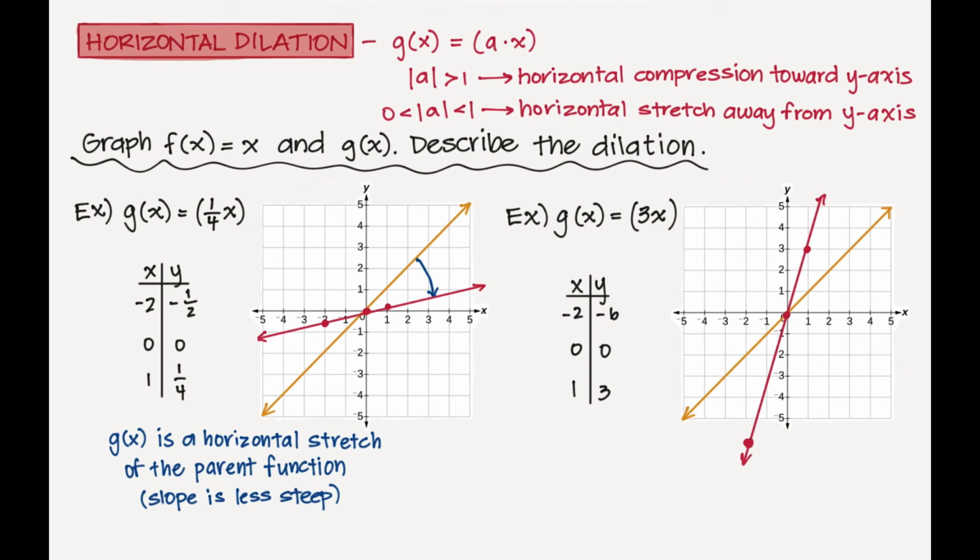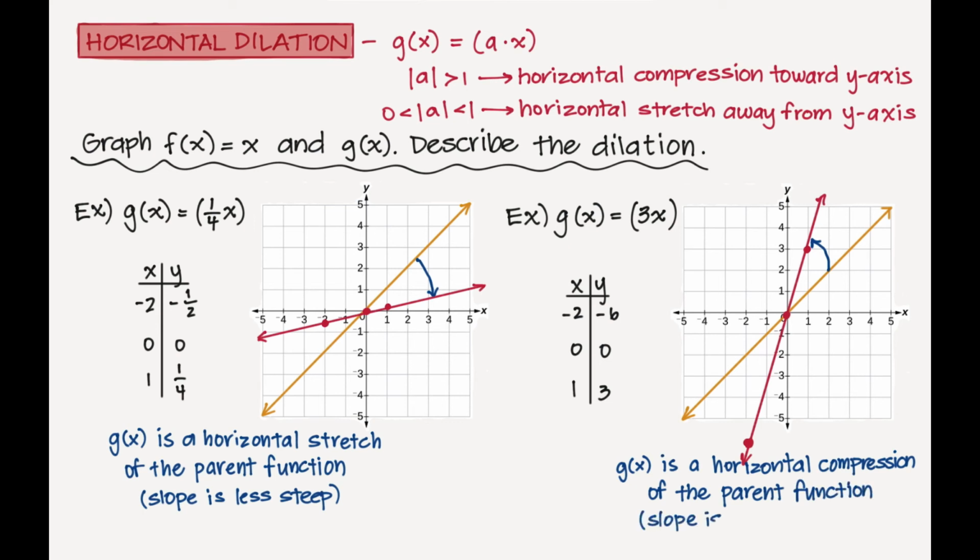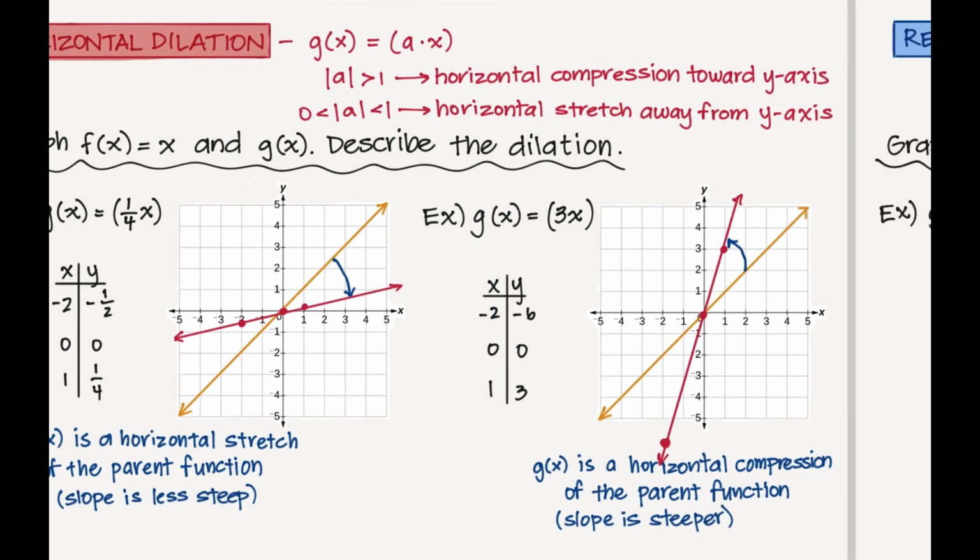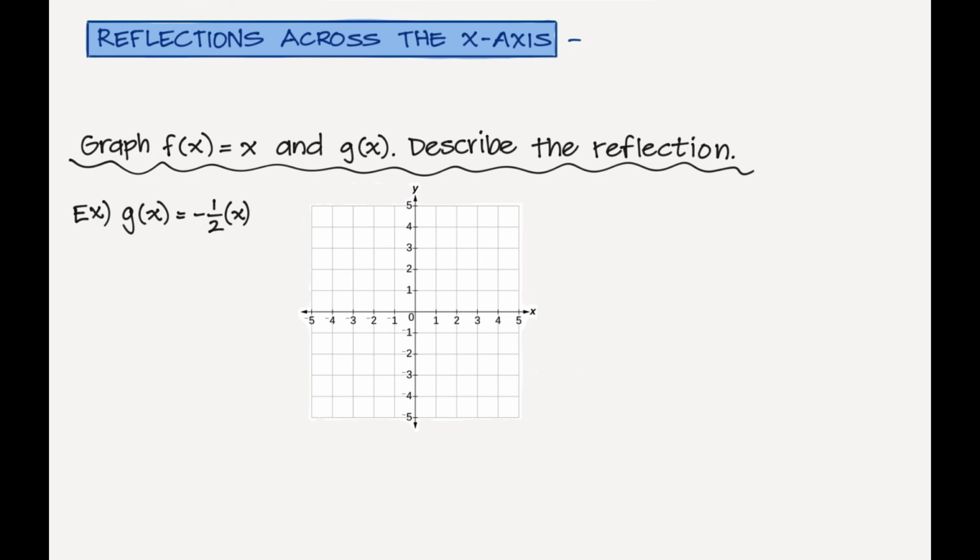And notice this time it is definitely a lot steeper, but it is going toward the y-axis. So this means that g of x is a horizontal compression of the parent function. So it's going toward the y-axis, so it's a compression, okay? And I could just check out the slope, and you can see that the slope is definitely steeper than the parent function. So now we're going to go on to our last transformation, which is a reflection.